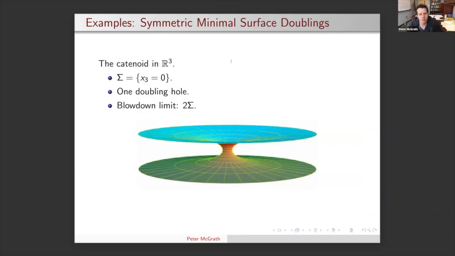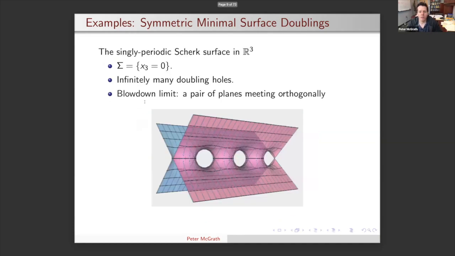The first example is the catenoid in R3. This is a doubling of the plane x3 equals 0. In this case, the way I've normalized things in this picture, there's one doubling hole. The doubling hole is this disk in R2 that the waist of the catenoid surrounds. And because we can scale the minimal surfaces in R3, we can blow down the catenoid, and then we get a plane covered twice in the limit. Okay, so that's maybe the very simplest example of a minimal doubling.